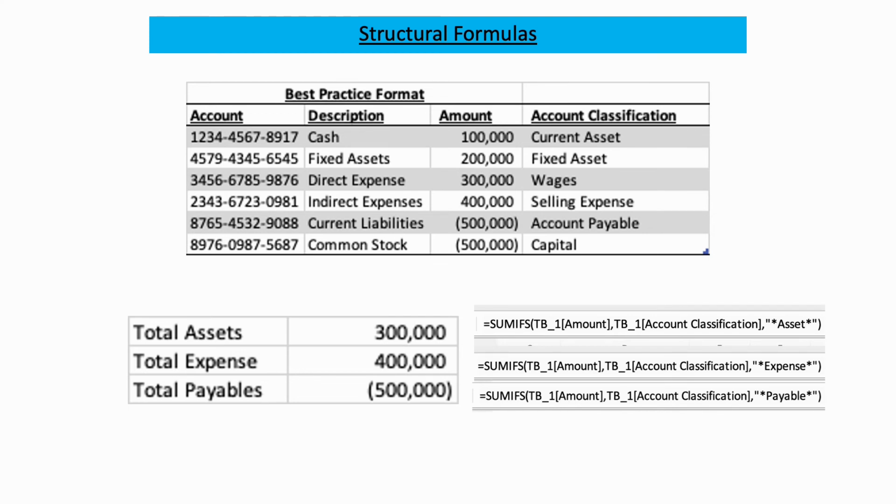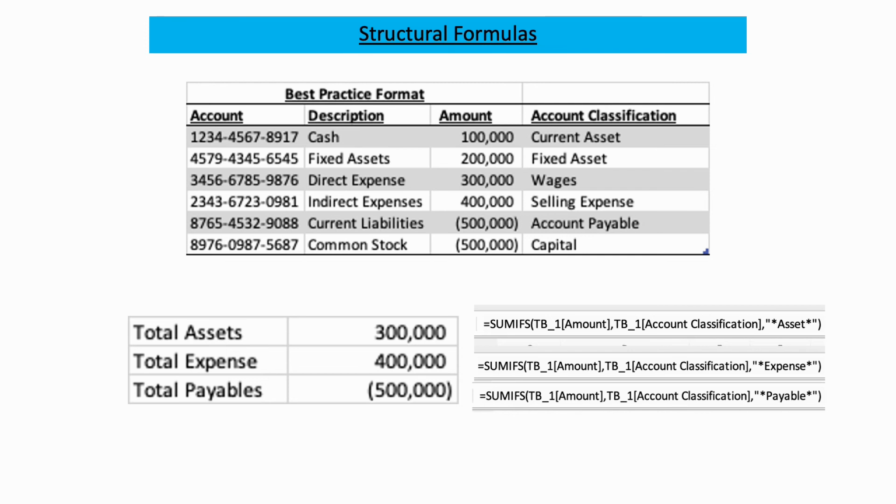And then similarly I'm using total expense, wherein I'm telling it to look for the word expense in the account classification column and then give me a sum from the amount column. And then similarly I'm doing a simple sum for payables, to look for the word payable in the classification column and then add up all the rows that say payable in it. So you can see all my totals are getting added up there.